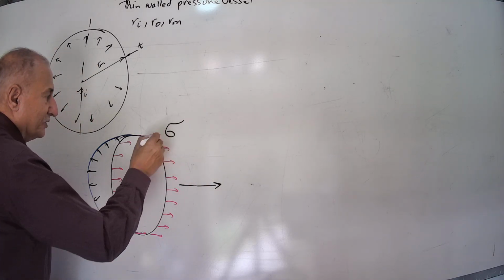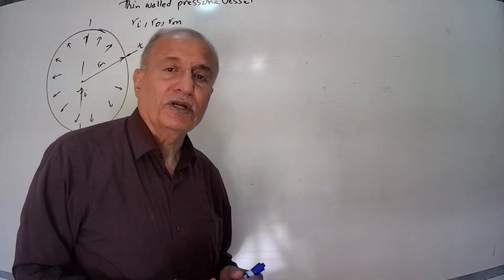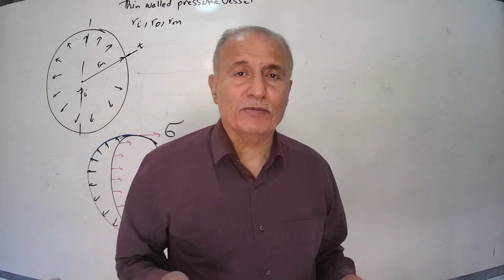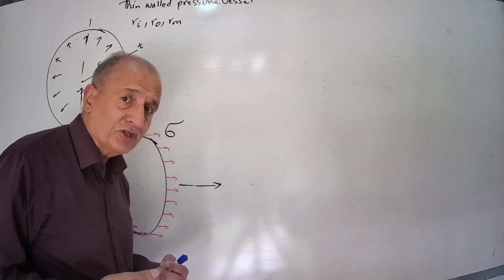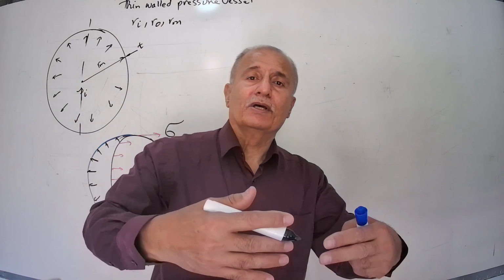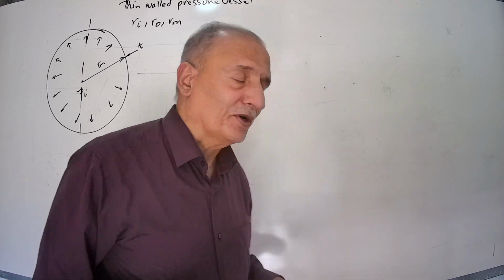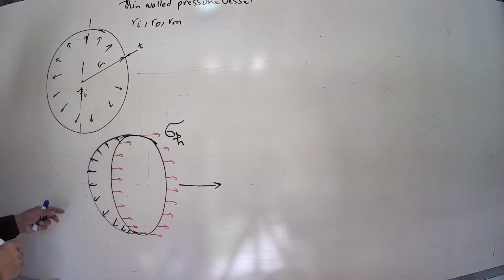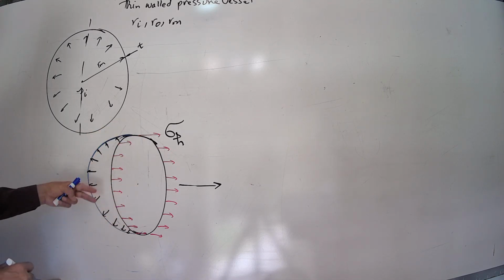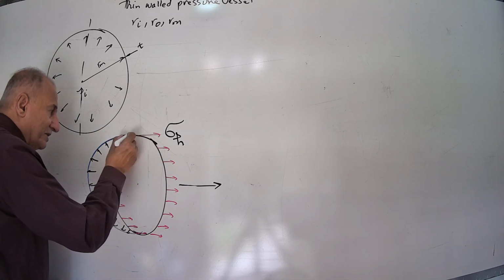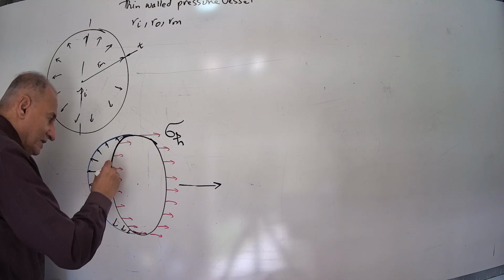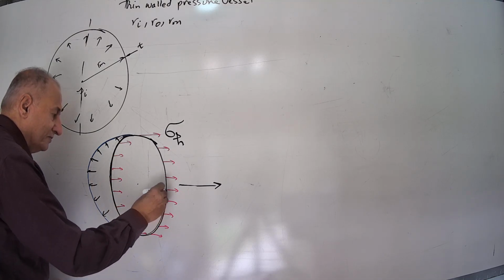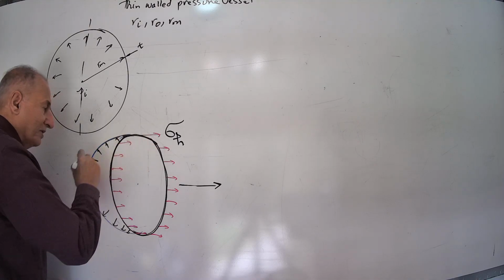This stress, sigma, is the same in all directions, no matter which direction you cut the spherical shape. We call it circumferential stress or tangential stress or hoop stress. The best name for that is hoop stress, sigma h. Then we are going to calculate sigma h. Sigma h applies at this edge, this area of the metal.